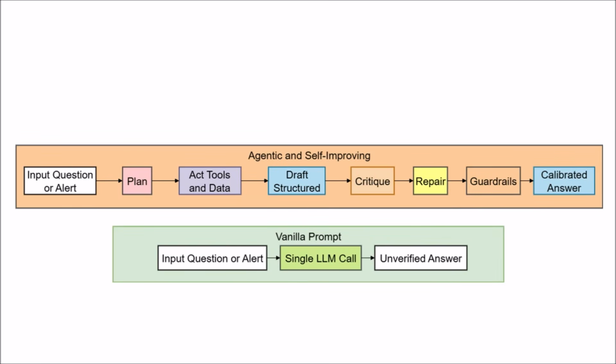Hello, so today's topic is agentic and self-improving prompts. The question will come: why will vanilla prompts not serve our purpose? In the case of vanilla LLMs, we generally use direct input questions or alerts and fire them to a single LLM call, and then we get the answer.